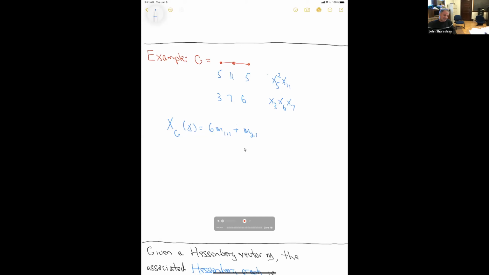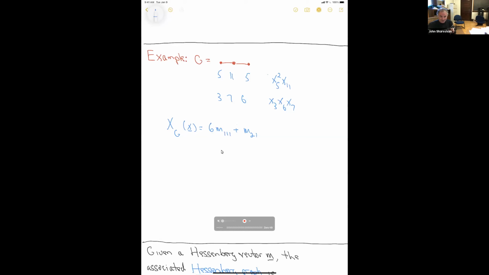So I see this is a symmetric function. It's in fact a homogeneous power series whose degree is the number of vertices, which is invariant under permutation of the variables, right? So this is the chromatic symmetric function.